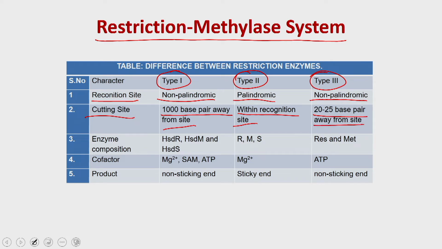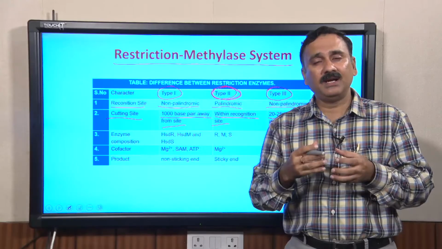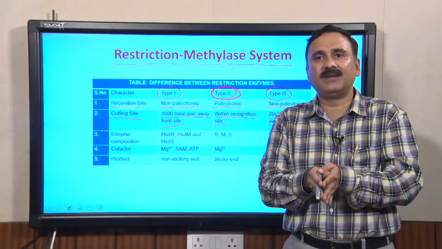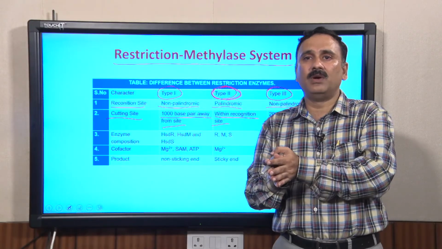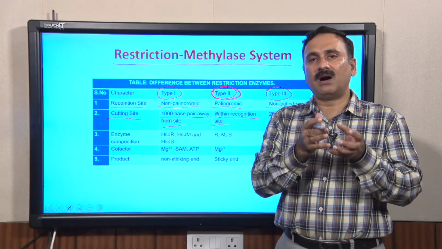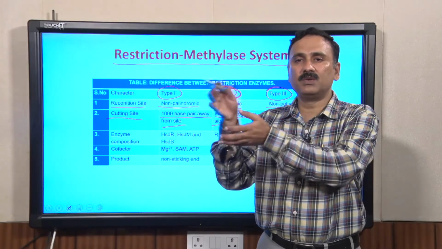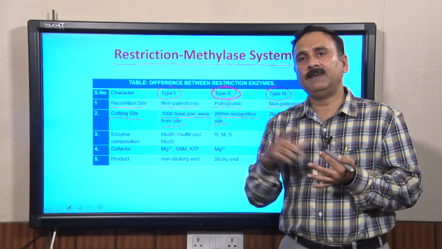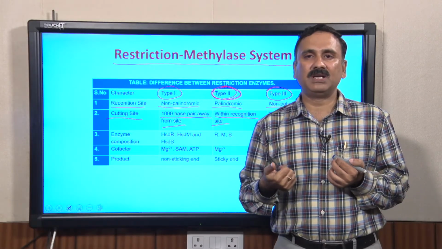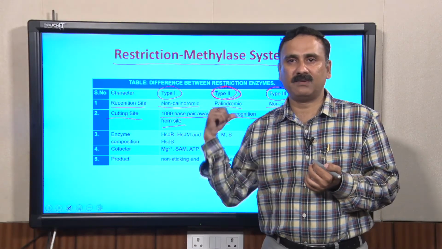from the recognition site for type 3. This means type 2 enzymes have palindromic sites, and on the other hand they also cleave the DNA within the recognition sites. So, you know precisely where the enzyme is going to cut, whereas in the case of type 1 or type 3 they cut away from where they sit and bind. That is why type 2 restriction enzymes are preferred for molecular cloning applications compared to type 1 or type 3.